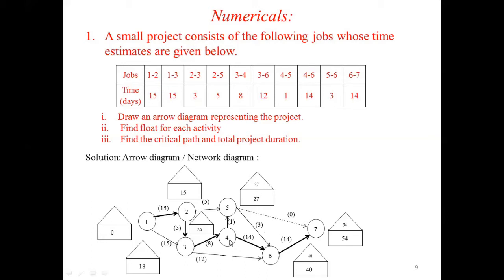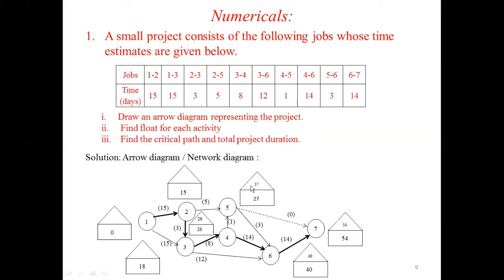Similarly, for node 4, you have two directions. 37 minus 1 will get 36. But you have to write in the triangular element the value with the minimum value. That is, in the backward pass, you have to enter the minimum value. If you consider from 6 to 4, you have 40 minus 14 will get 26.